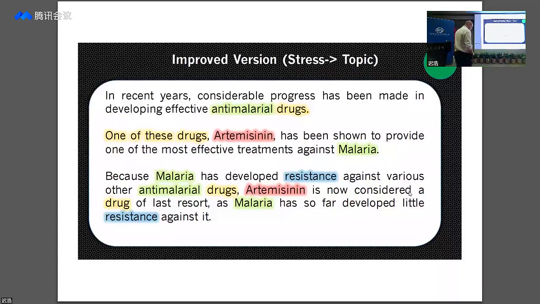How do you feel about the improved version? Much better. Thank you. Why do you feel it's much better? Why do you feel that this version reads much better? Now the sentences are connected, but you see, fundamentally we haven't changed a lot, right? The material in the sentences is still there.